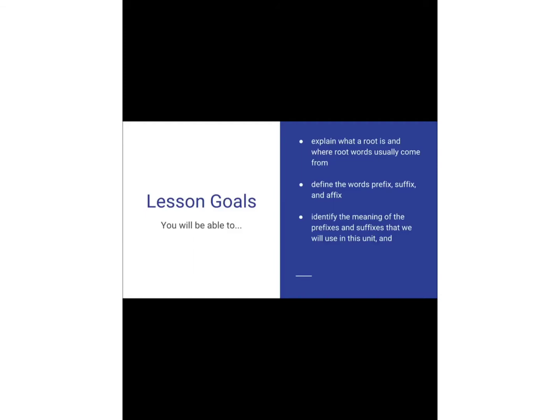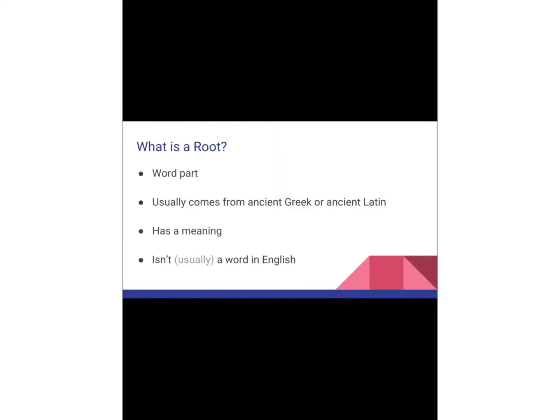Okay, so what is a root? Maybe you're thinking a root of a tree that grows in the ground and gets water. It's related to that, but no, it's not that kind of root we are talking about. The root is a word part, usually from ancient Greek or ancient Latin. It has a meaning and it isn't usually a word in English that can stand by itself. Some of them can, a lot of them can't. You just can't throw this word part in because it has a meaning and expect it to make sense.